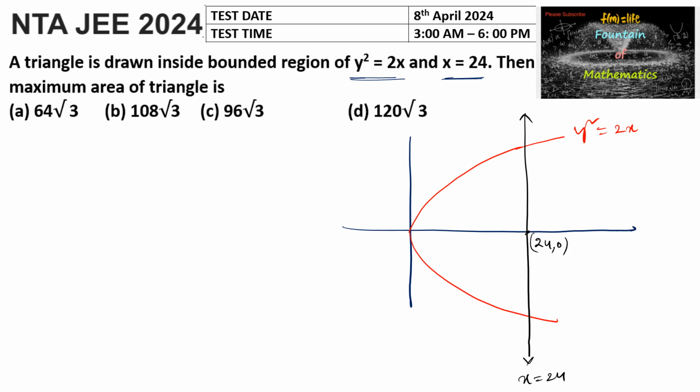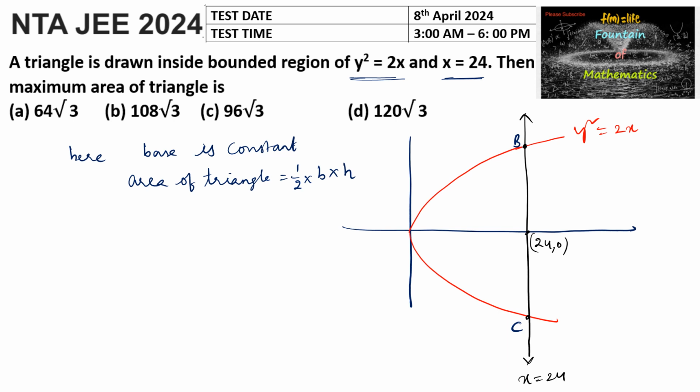And now with x equal to 24, we can see that the base of the triangle is constant here. Let us assume BC is the base. Here, the base is constant. We know that the area of a triangle is half into base into height.